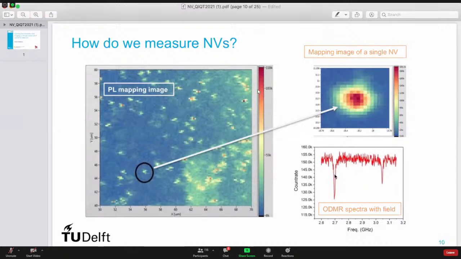So this is a typical ODMR spectrum coming from an NV center in the presence of a magnetic field. And the spacing between these two dips is basically the Zeeman splitting, which was explained earlier.